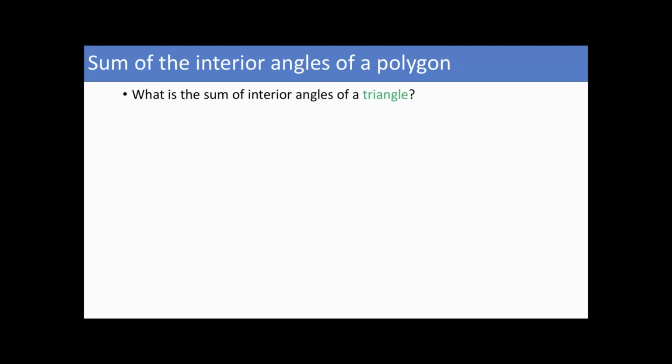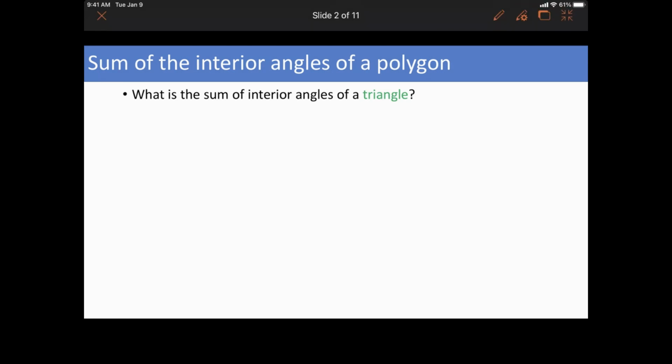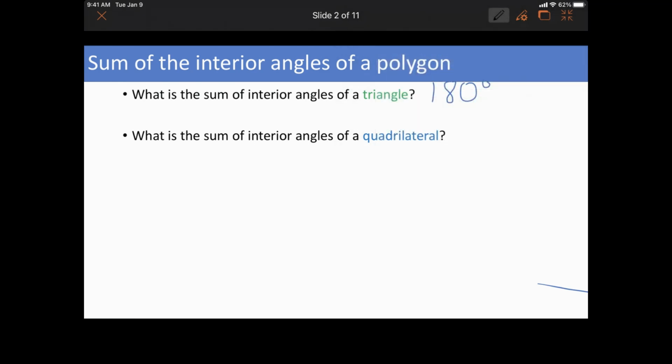So, what is the sum of the interior angles of a triangle? You should know that immediately, right? I know, you totally knew. 180 degrees. But what about a quadrilateral? Now, when I say quadrilateral, that doesn't mean rectangle, square. It means all of them, right? Trapezoid, parallelograms, any kind of quadrilateral.